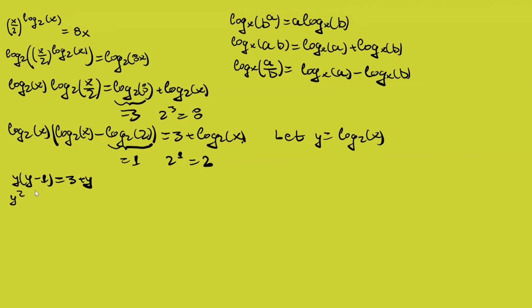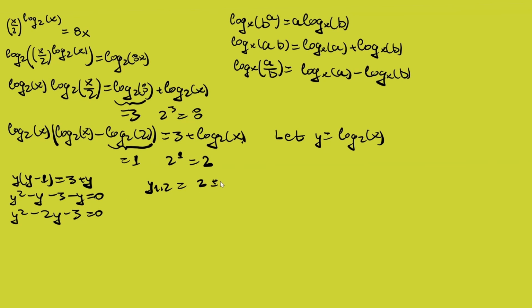We get y squared minus y minus 3 minus y again, because I transferred those two terms to the left-hand side of the equation, equals 0. Or y squared minus 2y minus 3 equals 0. If you need a reminder how to solve quadratic equations, you can watch this video, but I'll just show you the solution here.